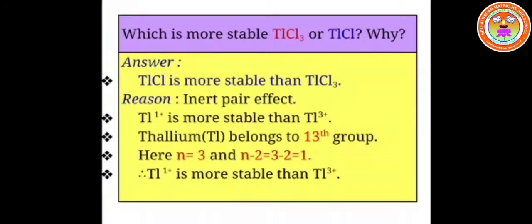We know that down the group, the stability of the n state decreases and the n-2 state increases. So the n state means the +3 oxidation state, and the n-2 state corresponds to +1. So thallium +1 is more stable than thallium +3. Is it okay? Therefore, thallium monochloride is more stable than thallium trichloride. This is purely because of the inert pair effect. Okay, children?